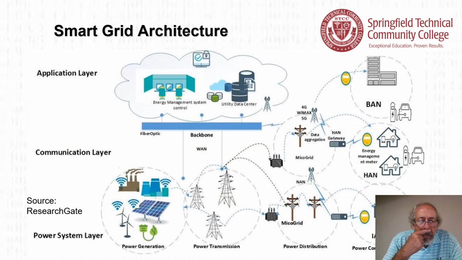So it turns out that then you have the power system layer on the bottom left there, where the power generation, the power transmission. You see some microgrids, power distribution, a HAN gateway. And then there's a 4G, WiMAX, 5G, a NAN, neighborhood area network. A lot of wireless networking to implement the smart grid architecture. It's coming, but it's certainly slowed down compared to the hype that met it way back in about 2010.